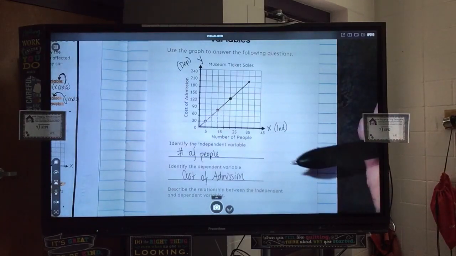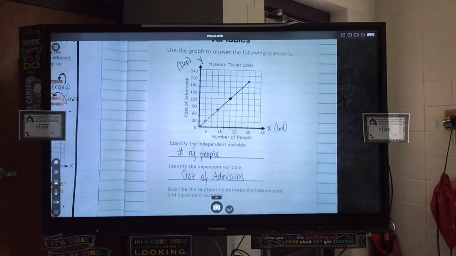If we had the cost of admission, and we knew how much each ticket was, couldn't we figure out how many people there are? Yes, but that wasn't what I asked. What I asked was if we only knew the cost, would we be able to determine the number of people or the amount per ticket? So you wouldn't be able to without knowing the number of people.